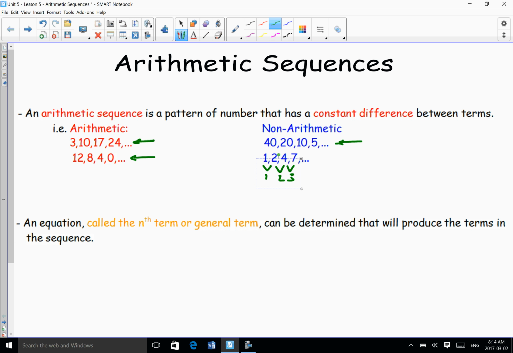Our objective when dealing with arithmetic sequences is to define an equation. We call it the nth term, or general term, that can be used to figure out things about that sequence, whether it's the term at the end, terms in the middle, how many terms there are, things like that. We want to create an equation.